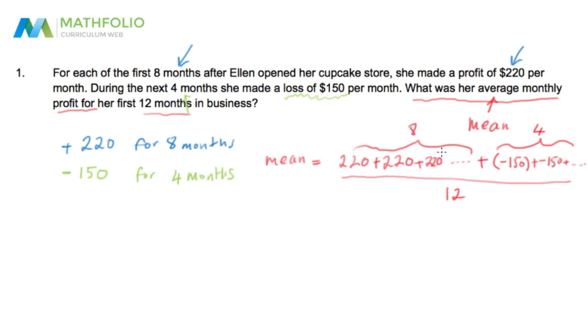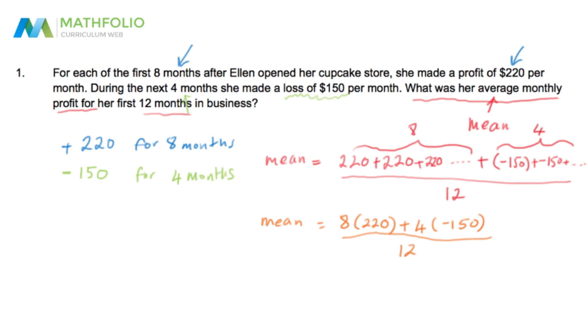Now, really, I should have shown you this plus 220 eight times, but I'm not all that concerned with that because the shortcut here is to realize that if we're adding something 8 times, it's the same as multiplying. So in this case, we can calculate the mean by doing 8 times 220. That's the equivalent of me adding 220 eight times, and then we're going to add to it 4 times negative 150. And that's the equivalent of me adding negative 150 4 times. Then when we've done that, we are going to divide by 12 because there's 12 months.